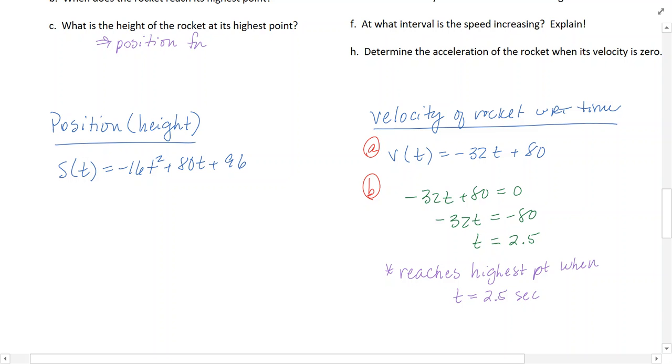I know now that it reaches its highest point when time is equal to 2.5 seconds. So I can take the position function and plug 2.5 seconds into the function and find out what that maximum height is. So we would plug that in, we would get negative 16 times 2.5 squared plus 80 times 2.5 plus 96, and we find out that that is equal to 196 feet.